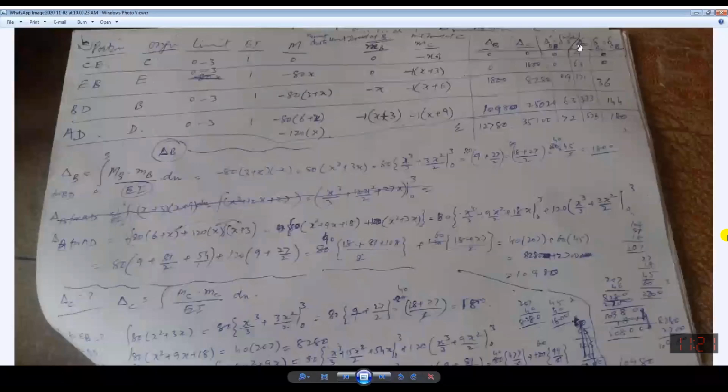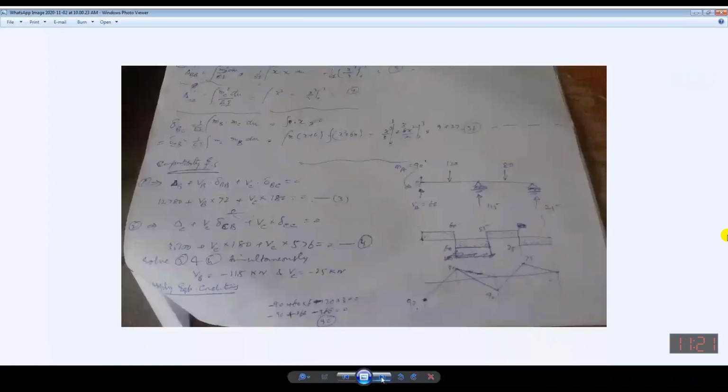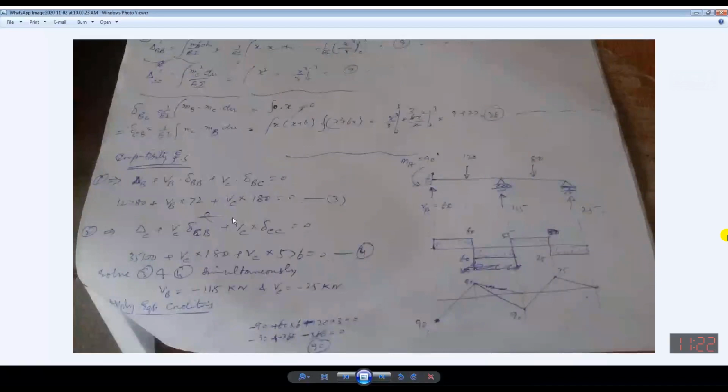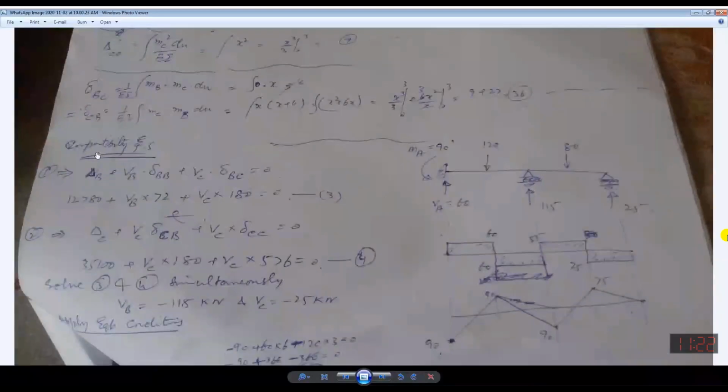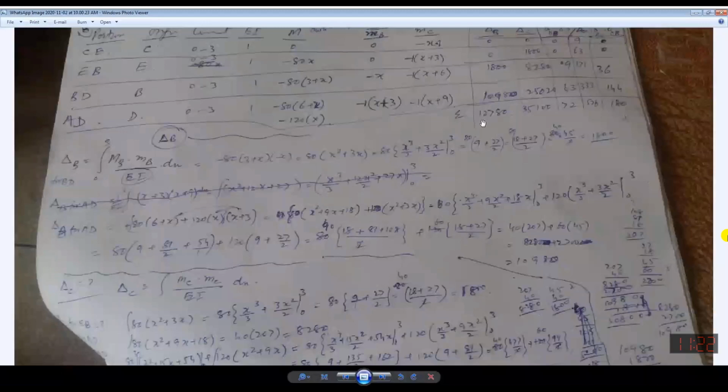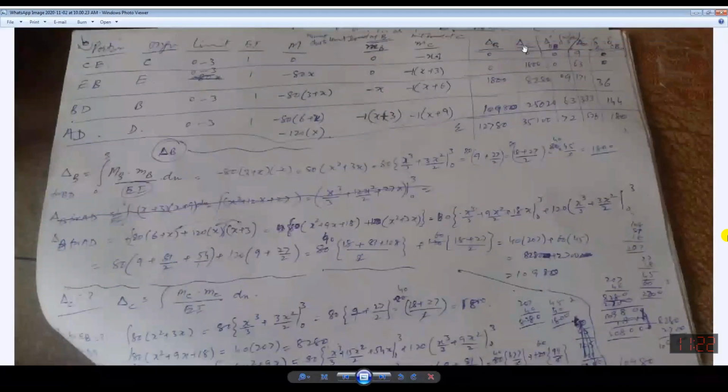So when you will be putting the values, now we see the solution. Now this is the solution. You can see this is the compatibility equation as we have derived earlier. Delta B, in place of delta B, I have put the values 12,780. This has been found. You can see 12,780. This is delta B. For delta C, it is 35,100.